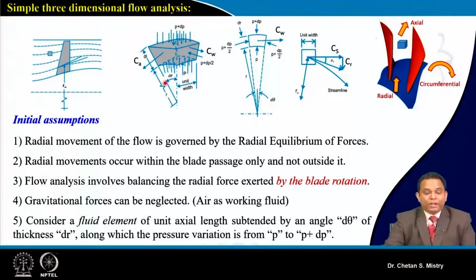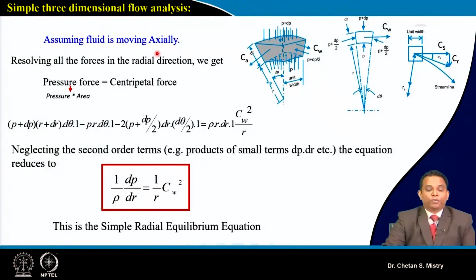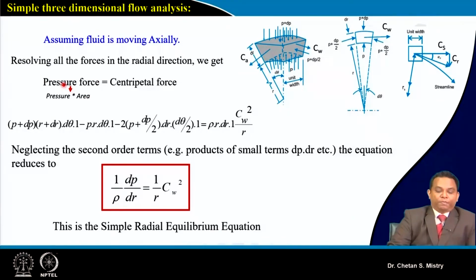Now for this elemental part, as we have discussed, we will have this angle, d theta. My pressure force acting on the lower part is P. On the upper part, my pressure force acting is P plus dP. Now we will try to balance the forces in the radial direction. So if we assume our flow to be moving in the axial direction, and we resolve our force component in the radial direction, my pressure force needs to be balanced by my centripetal force.